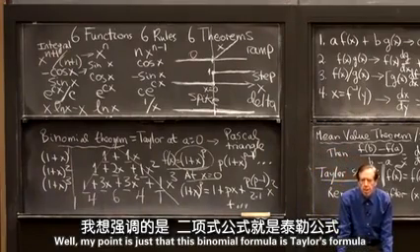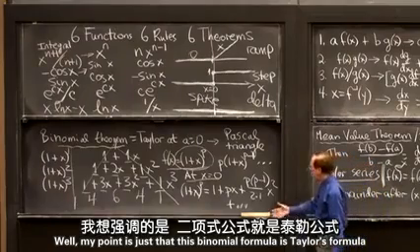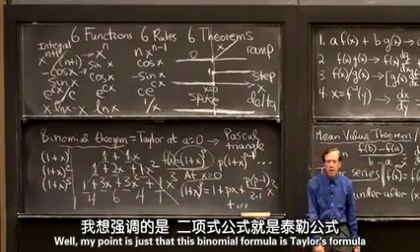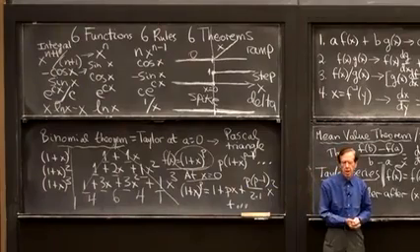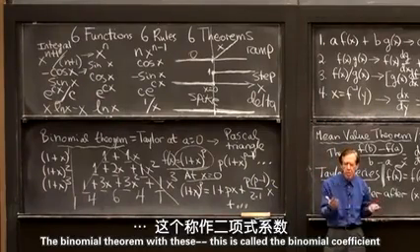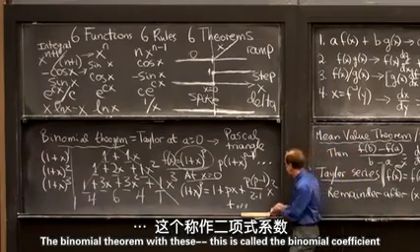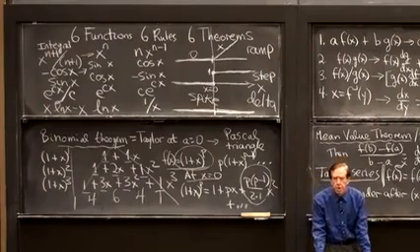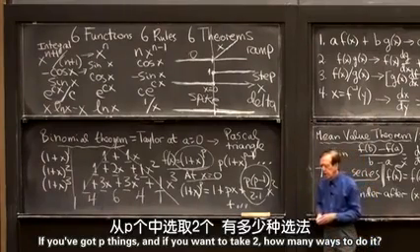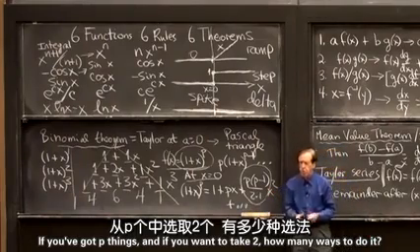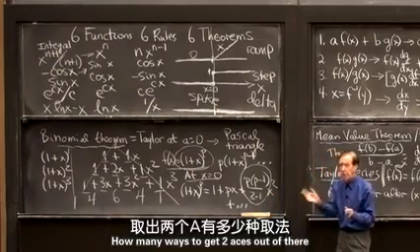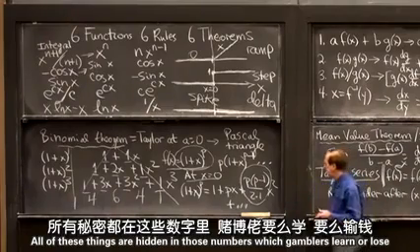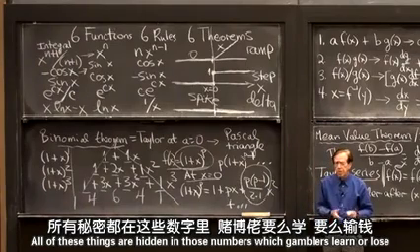Well, my point is just that this binomial formula is Taylor's formula. The binomial theorem with these binomial, this is called a binomial coefficient. Gamblers know all about that. You know, if you've got p things and you want to take 2, how many ways are there to do it? How many ways to get 2 aces out of a deck? All these things are hidden in those numbers, which gamblers learn or lose.